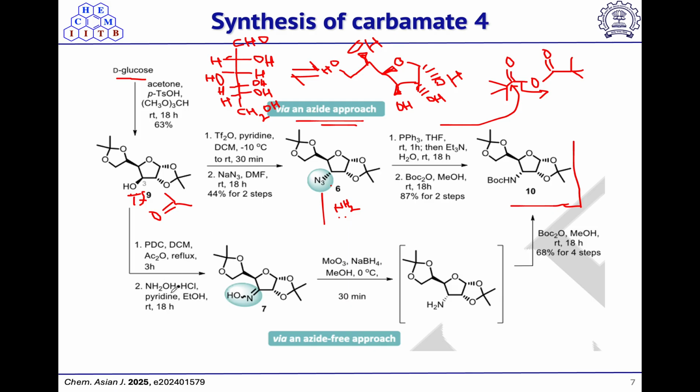Now in the second step, we are treating that carbonyl carbon with hydroxylamine hydrochloride, pyridine in ethanol, and the temperature is RT and the reaction time is 18 hours. So what is happening in this second step? Basically carbonyl to oxime formation will happen. This hydroxylamine will add to this carbonyl carbon and it will give this oxime, right? Any doubt?